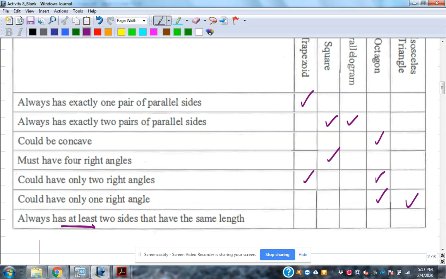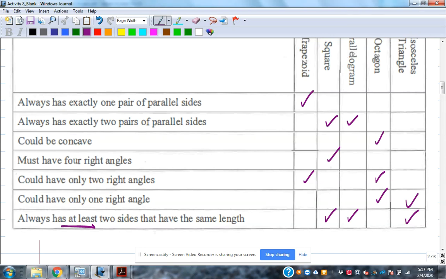So that means, where can I put a check mark? Isosceles triangle has to have two sides that are the same length. A square is going to have at least two sides of the same length. Happens to have four. That's an at least issue. What about a parallelogram? Yeah. Technically, a square is a special parallelogram, isn't it? So that works.